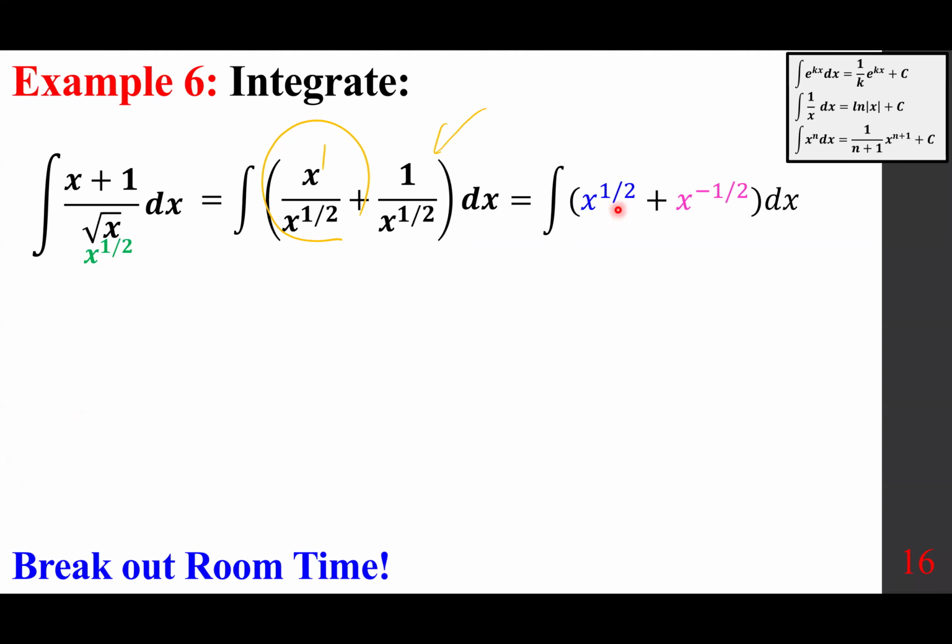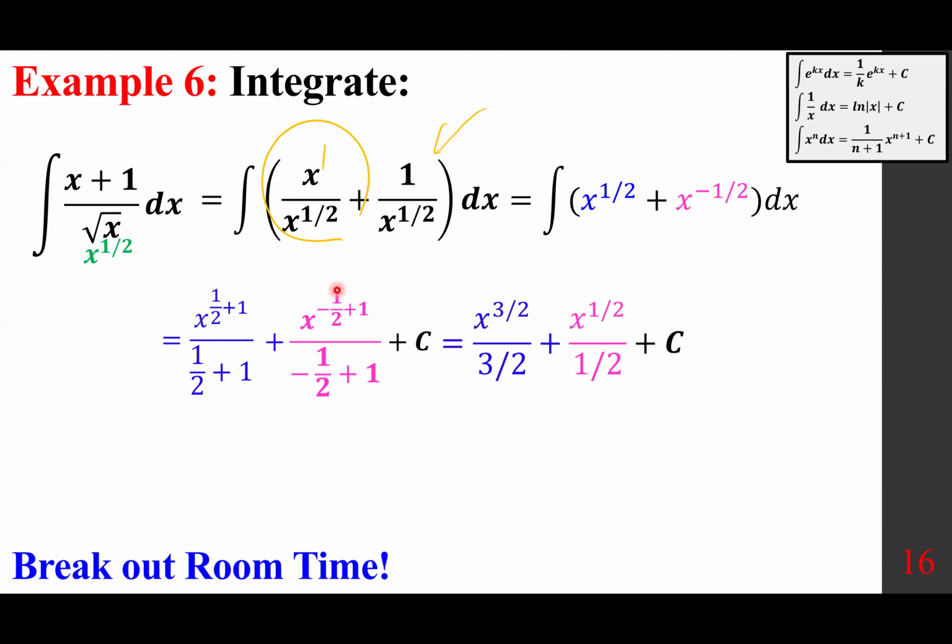this one we divide by 1 half plus 1. So we add 1 and then we divide by it. This one we add 1 and we divide by it, and a constant. So this one is x to the power of 3 halves divided by 3 halves. This one is x to the power of negative 1 half plus 1, or 1 half, divided by negative 1 half plus 1, or 1 half, and a constant, and we're going to change each one. When we divide by 3 halves, it's multiplication by the reciprocal 2/3. When we divide by 1 half, it's multiplication by the reciprocal 2.